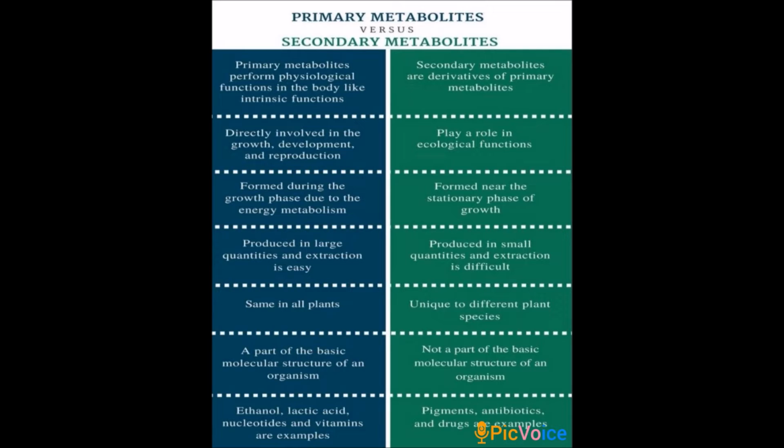Next, primary metabolites are part of the basic molecular structure of an organism. The primary metabolite is the major part, the main part of the organism. It has to be there. Whereas secondary metabolite is an extra functioning of the organism, so it is not part of the molecular structure of the organism. Examples of primary metabolites are ethanol, lactic acid, nucleotides and vitamins. Secondary metabolites are pigments, antibiotics and drugs. These are the examples of secondary metabolites.